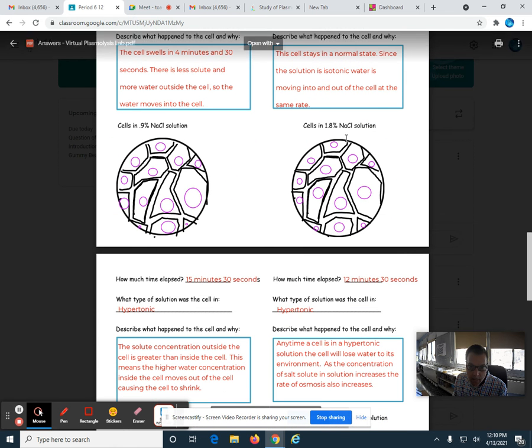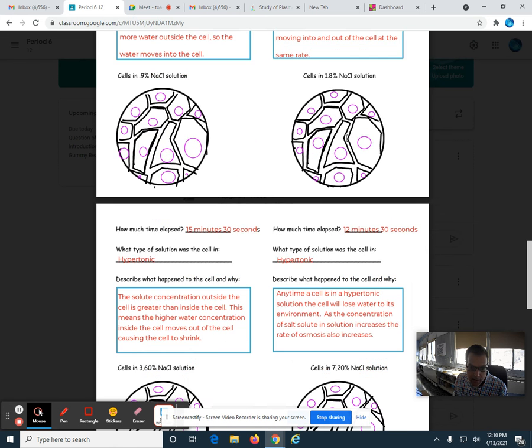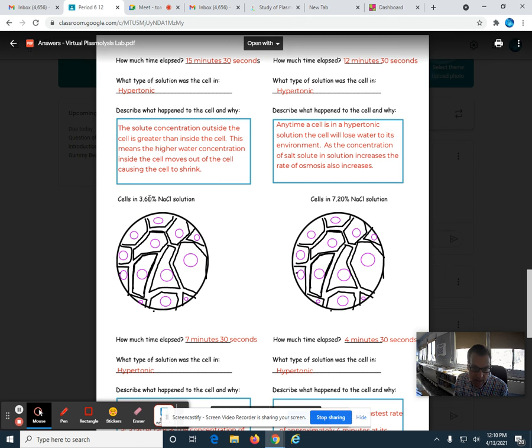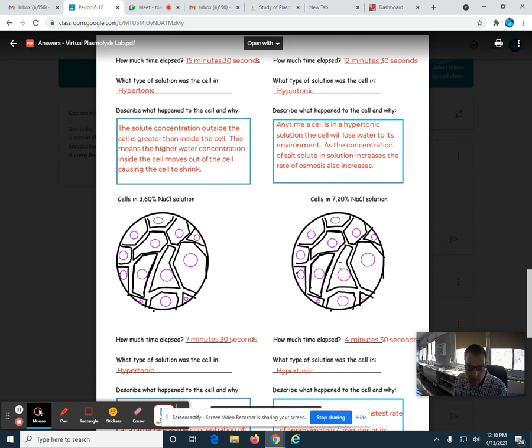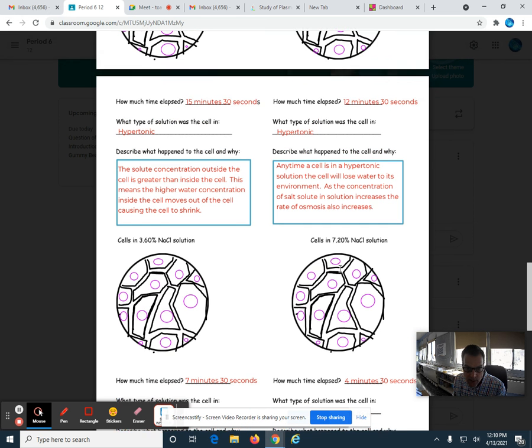0.9%, 1.8%, 3.60% salt, and 7.20% salt solutions all were cells that were in hypertonic solutions.